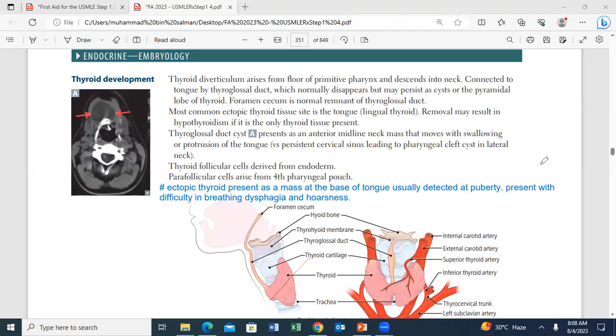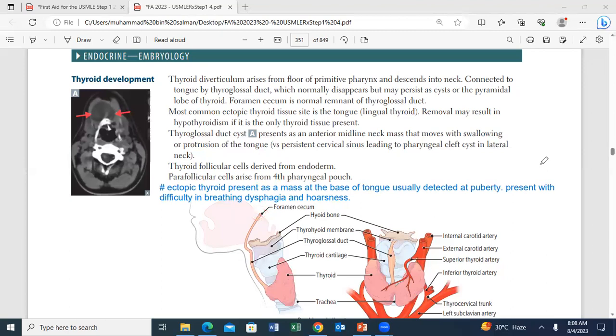Now, how does a patient usually present? You will have a boy at the age of 14 or near puberty, and he will have symptoms such as difficulty in breathing, dysphagia, and hoarseness. The reason behind this is that although there was some tissue since birth, the production of thyroid hormones from this ectopic thyroid was very less. So there were no symptoms.